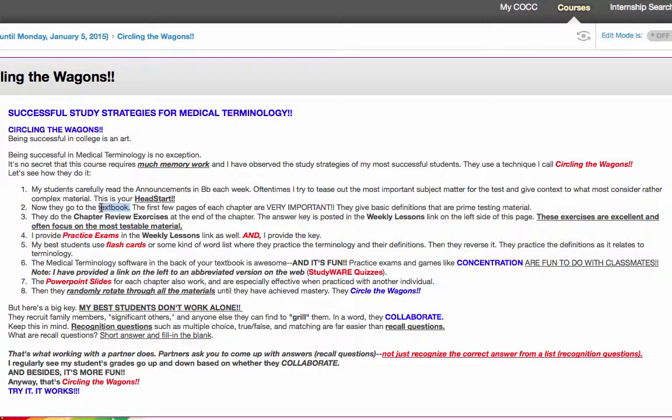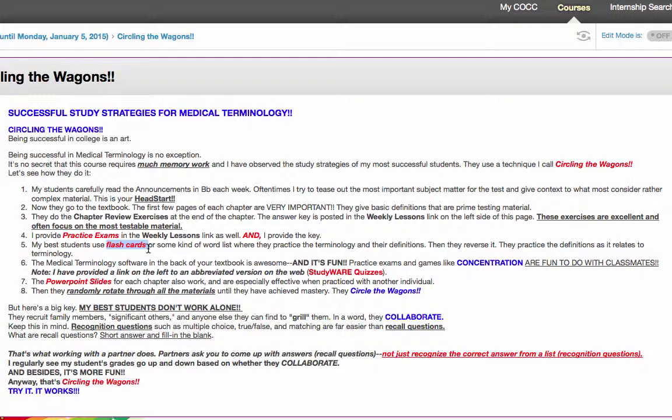They also thoroughly look at the textbook, and the very first few pages of each chapter are very important. They give basic definitions that are prime testing material. They also do the chapter review exercises at the end of the chapter. And I post the answer key in the weekly lessons link on the left side of the page. And we'll take a look at this in a minute. I also provide practice exams. These are also in the weekly lessons link as well. And I provide the key. So my best students also use flashcards.